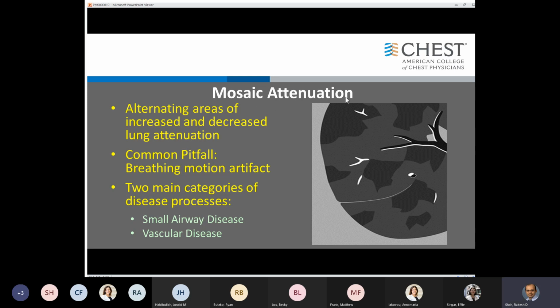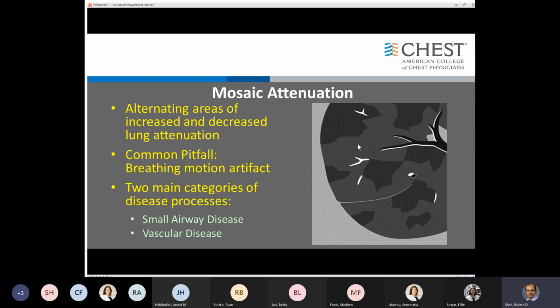Mosaic attenuation represents alternating areas of lucency and increased attenuation of the lung. Often it can be hard to tell when to call this. So whenever we describe mosaic attenuation, what we're saying is that the lucent or darker areas are abnormal, and the hazy or opaque portions of the lung are normal, which is different than when we describe something as a ground glass opacity.